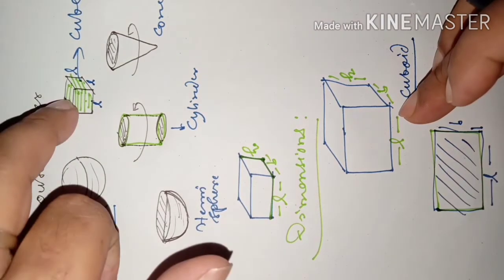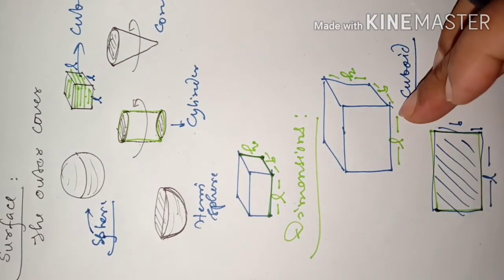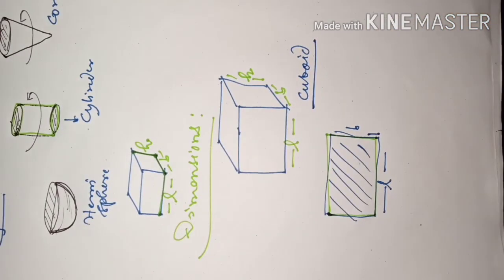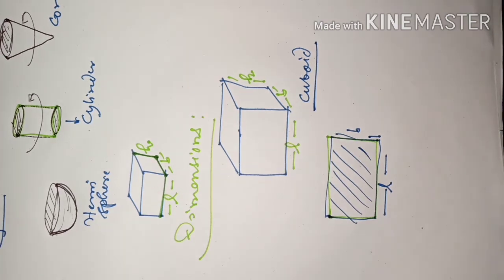Because to be a cube, all sides of the cuboid must be equal. So a cuboid can be called a cube only when all its sides are equal.